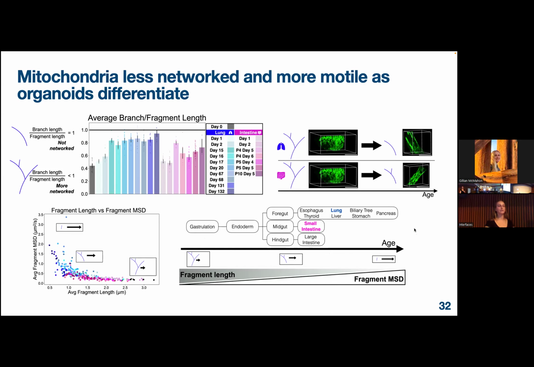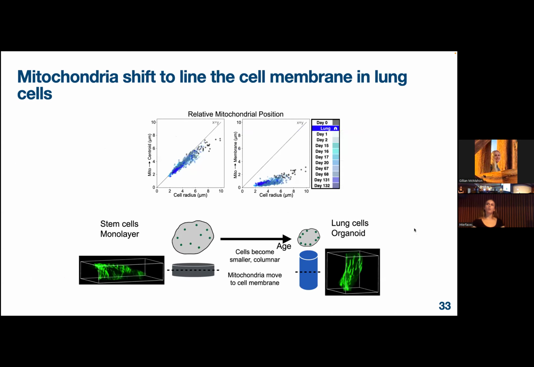We can also, since we're segmenting individual cells, quantify in relation to the single cell. So look at where the mitochondria are in relation to the rest of the cell, essentially. And what we see is that the stem cells are short and wide, and the lung cells are tall and narrow. So in this shift, the cells are becoming smaller and more columnar, and the mitochondria are moving closer to the cell membrane. So this is another sort of quantification that we can do, is looking at where the mitochondria lie in relation to each other.